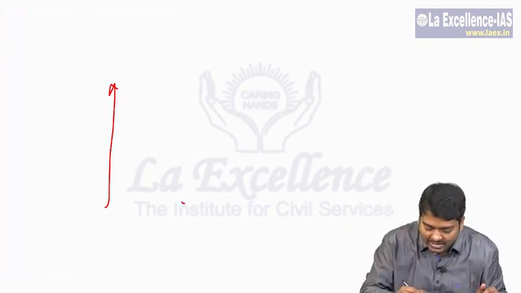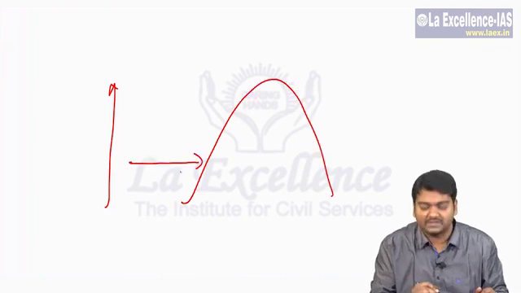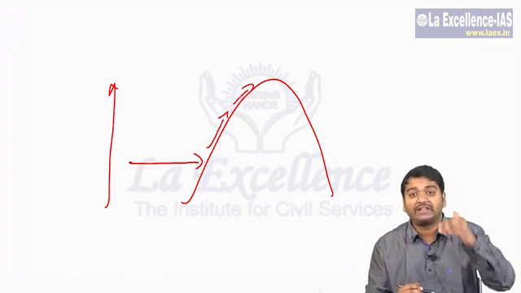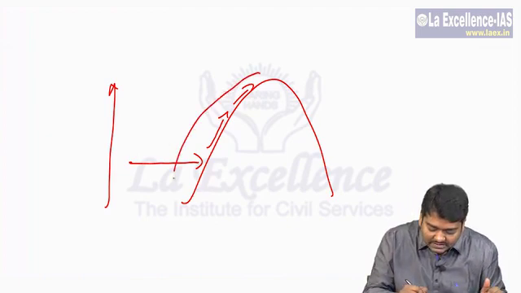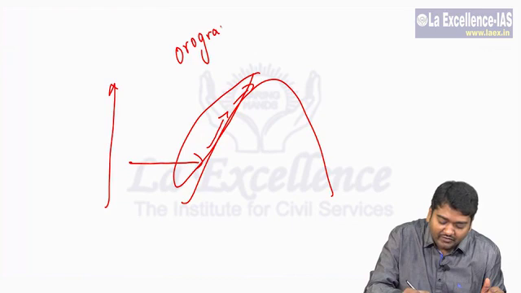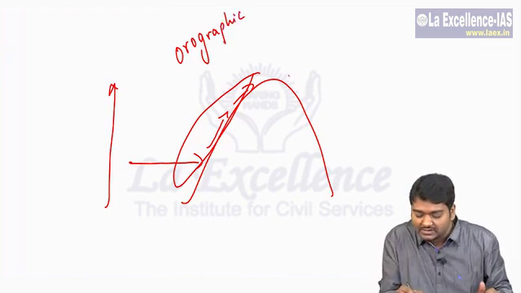Second, let me take you have a mountain. Air came and hit this. So air started moving above. So when air started rising above, it cools and it gives rainfall. This is called orographic rainfall.